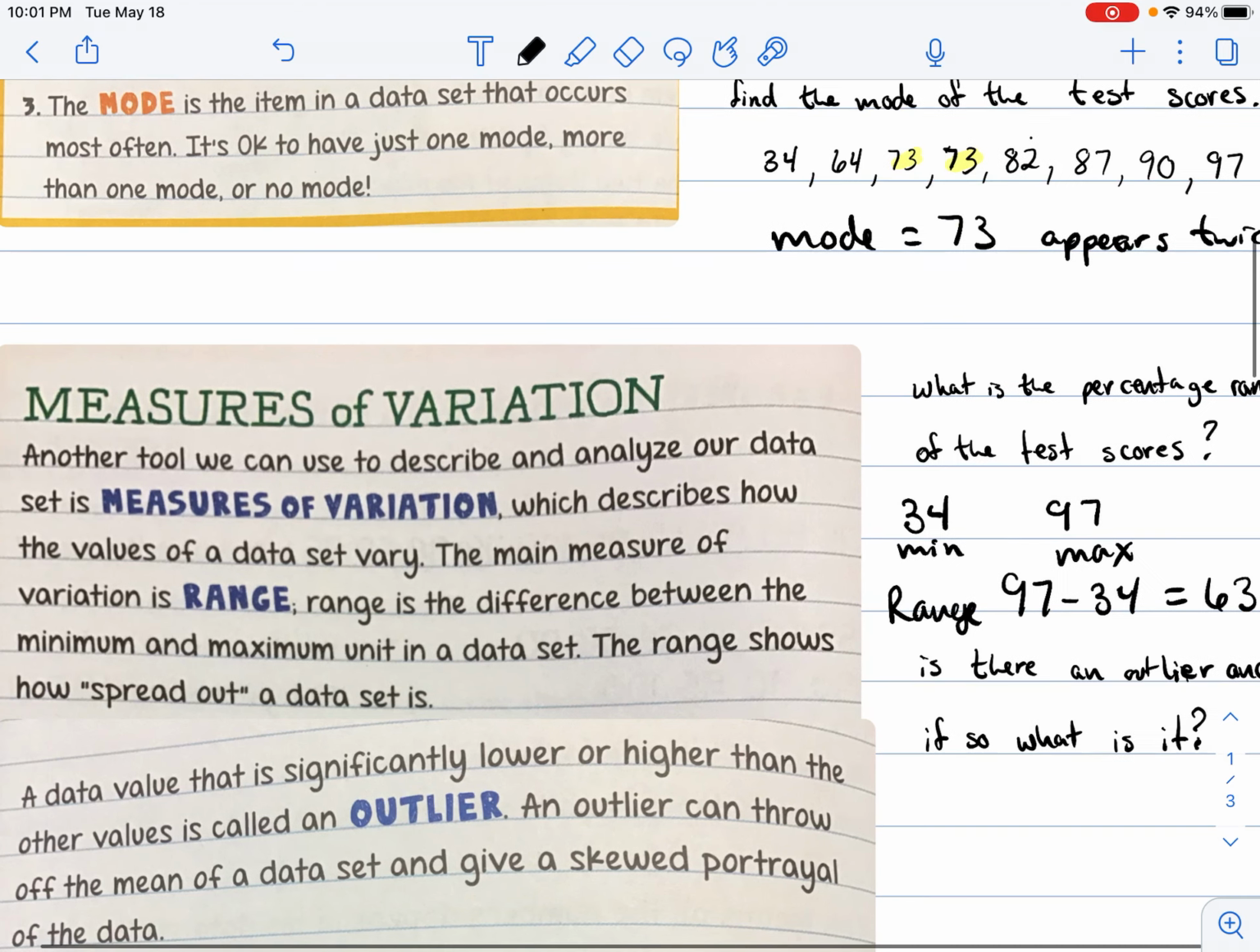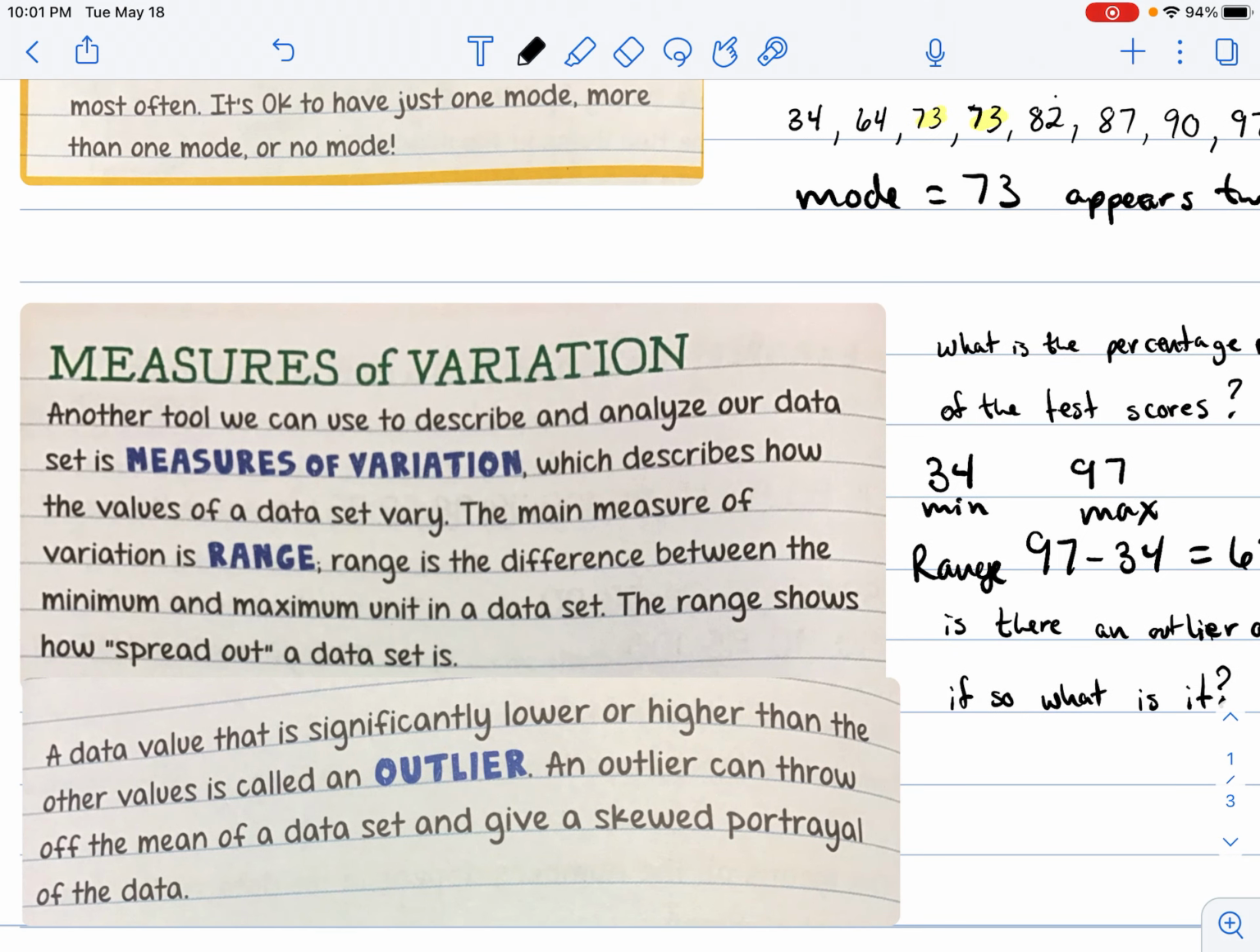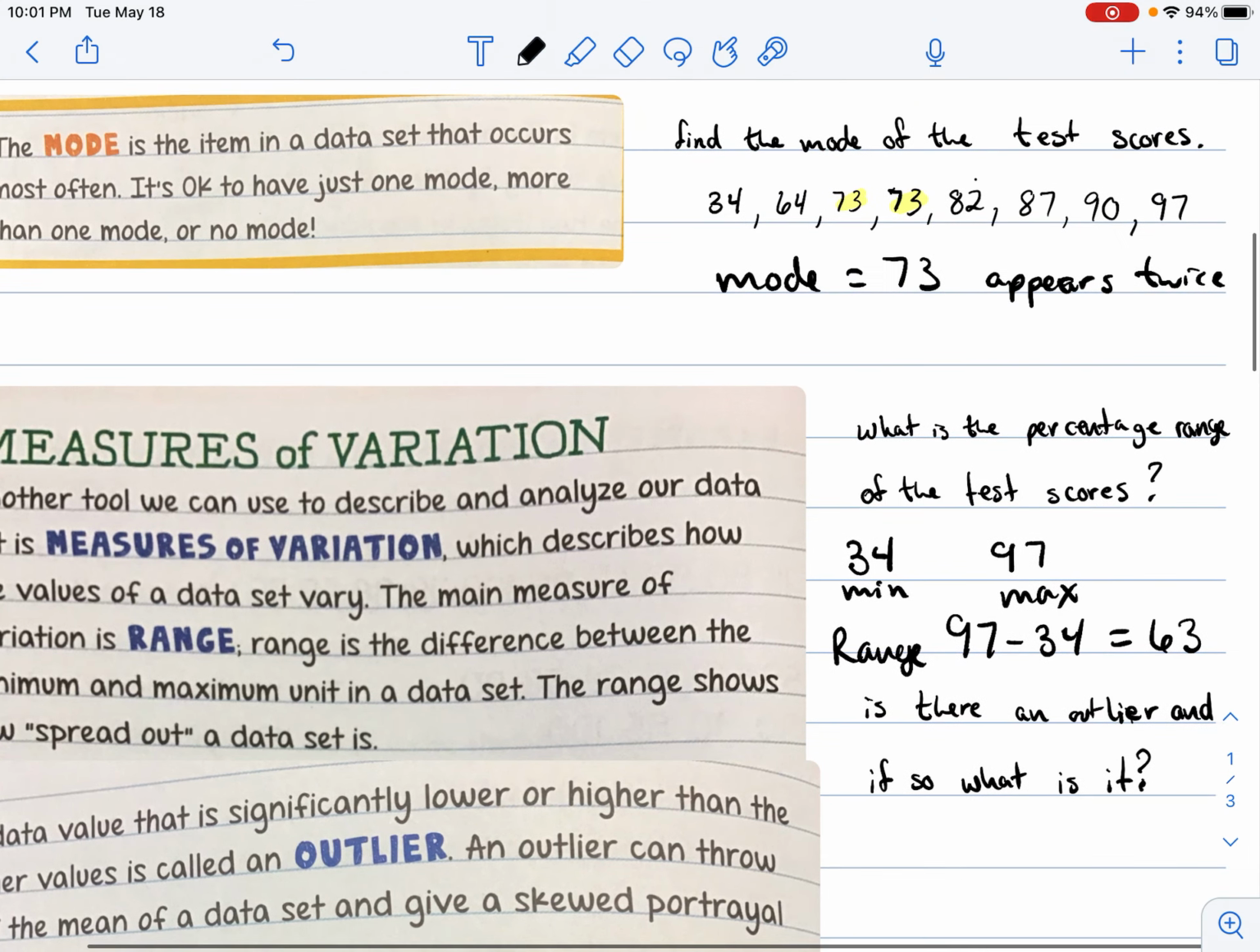Okay, and then the last thing we look at is outliers. So is there something that doesn't seem to really fit in with the data that's out there? Looking at the test scores, that 34 is an outlier.